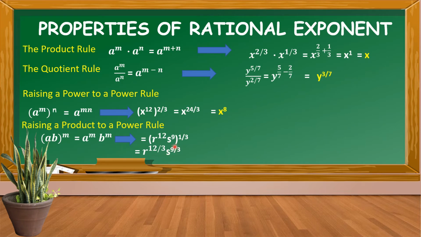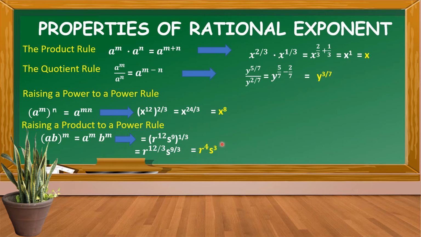And for s, we multiply 9 and 1. 9 times 1 is 9, and copy the denominator, 3. We all know that 12 can be divided by 3. So we have r raised to the power of 4 and s raised to the power of 3, because 9 divided by 3 is 3. So our answer is right.